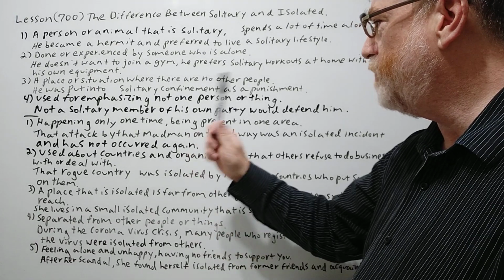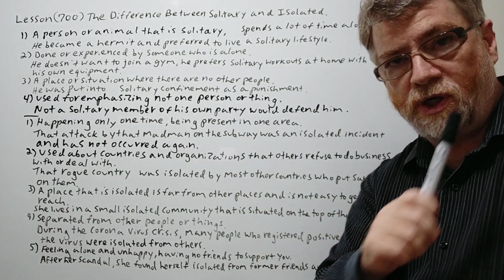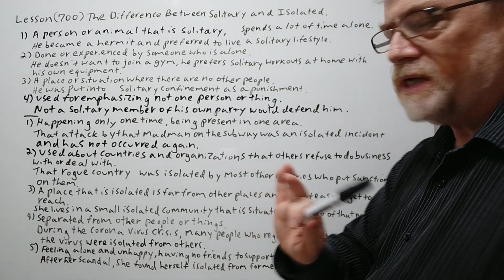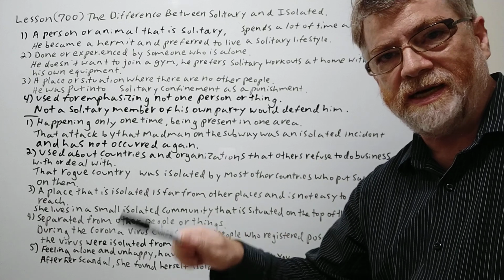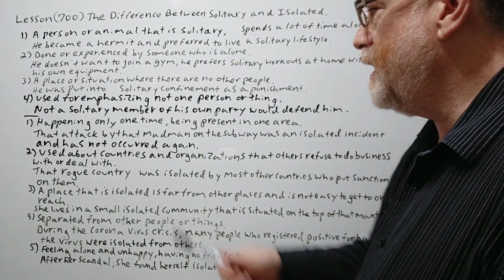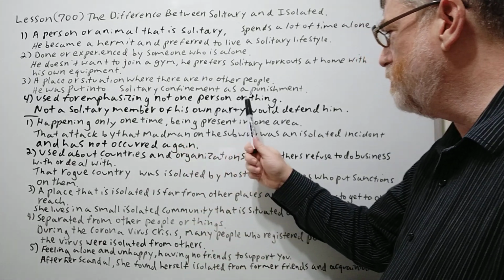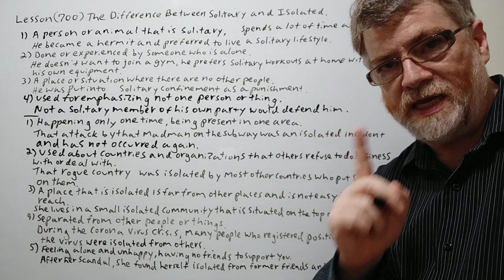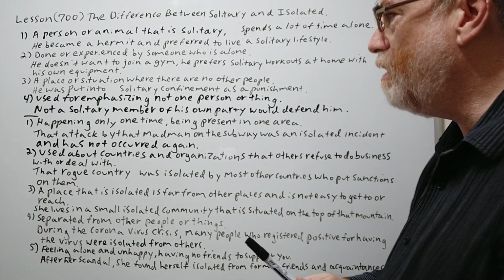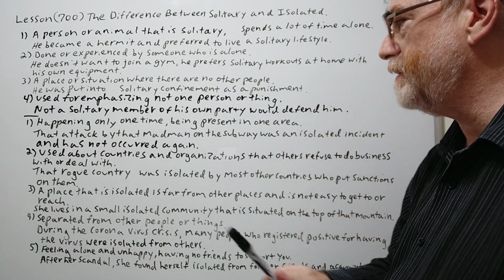Number four, used for emphasizing not one person or thing. All right, now this one is kind of almost like a phrase. We'd say not a solitary somebody or something. Not a solitary member of his own party would defend him. So not even one.